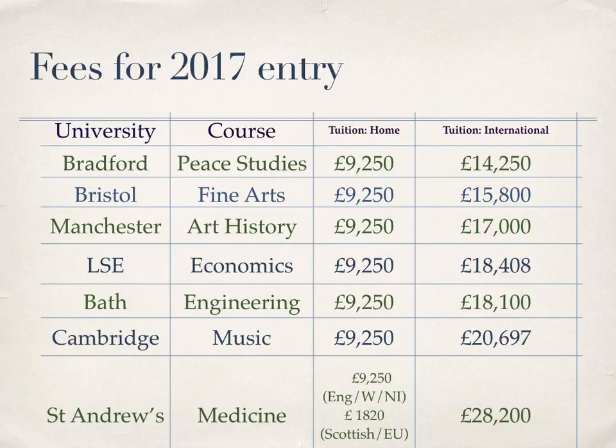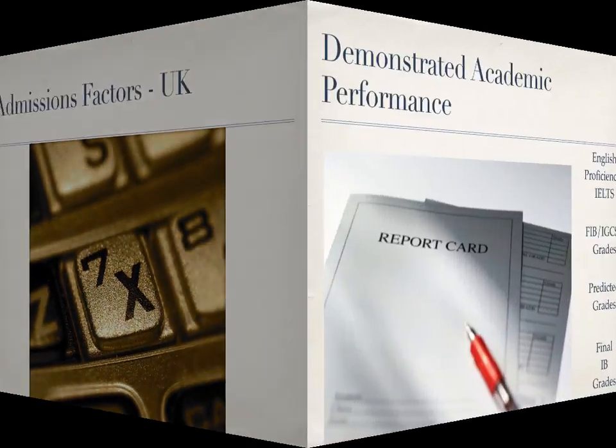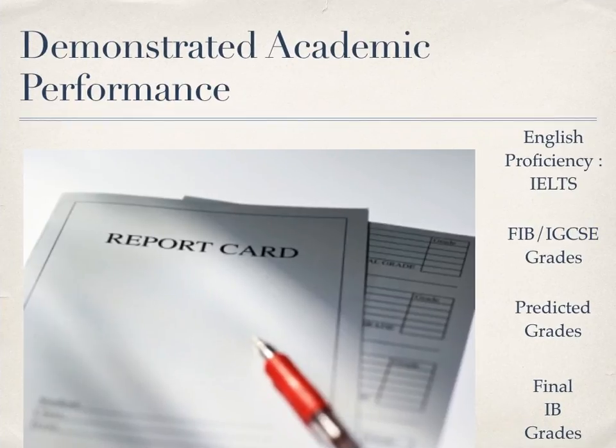Once you know what it costs, what does it take to get in? There are some things to consider. The two main criteria for you to think about are demonstrated academic performance as well as your personal qualities. As a credential-driven system, demonstrated academic performance begins with GCSE grades, then anticipated grades, as well as your final IB grades. And sometimes there is a need to prove English proficiency as well.